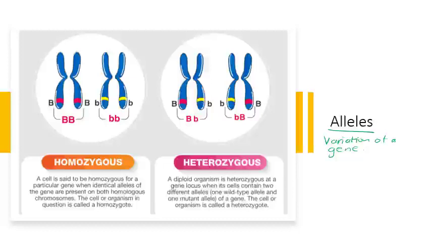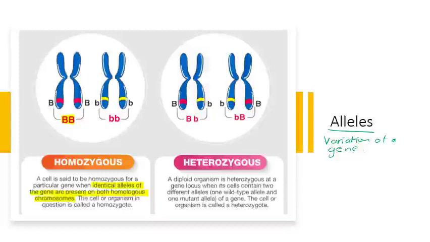Now, homozygous, don't get scared, it's just terminology. A cell is said to be homozygous for a particular gene when the identical alleles of the gene are present. So the alleles must be identical and they are present on both the homologous chromosomes. Okay, so if you look here, this is a homozygous allele.